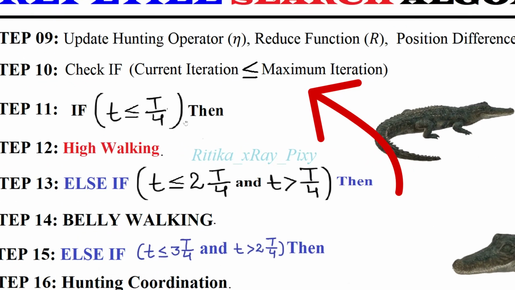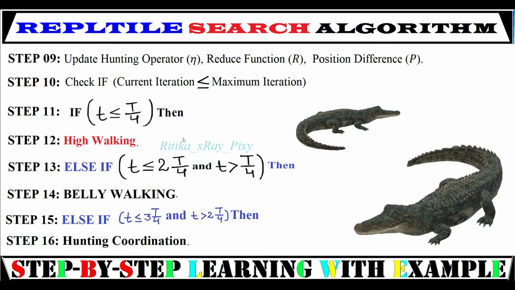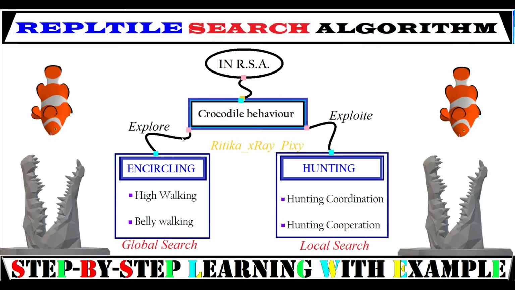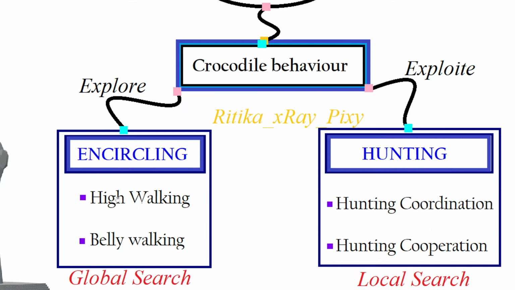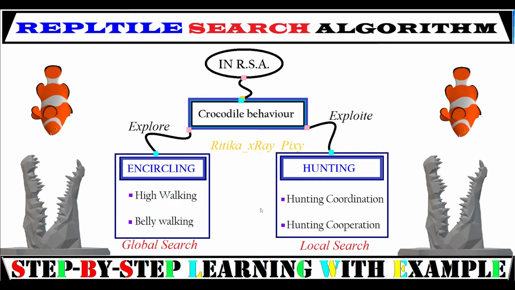After that we have an if condition. So here you can see we have the behavior of the crocodile: encircle and hunt. In this algorithm four partitions are done here. So we have four different phases: high walk, valley walk, hunting coordination and hunting cooperation.